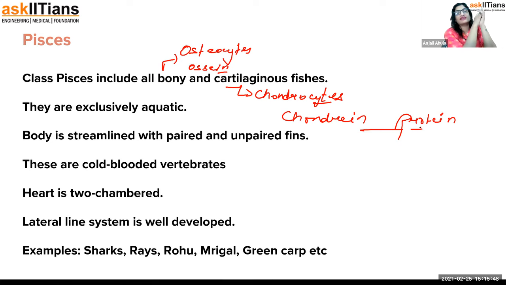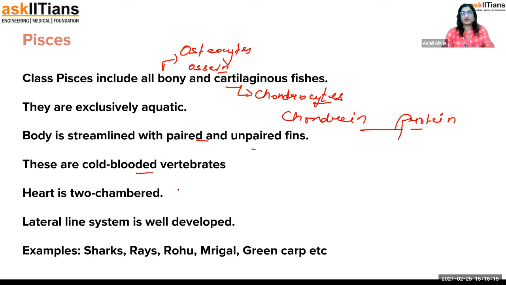They're exclusively aquatic. It's a general property that I've written up there regarding fishes: their body is very streamlined and elongated. Why is the body streamlined like this? Because when they are moving through the water, they cause the least friction, which doesn't hamper their body. Same as in birds, because they have to move through air. Paired and unpaired fins can be present.